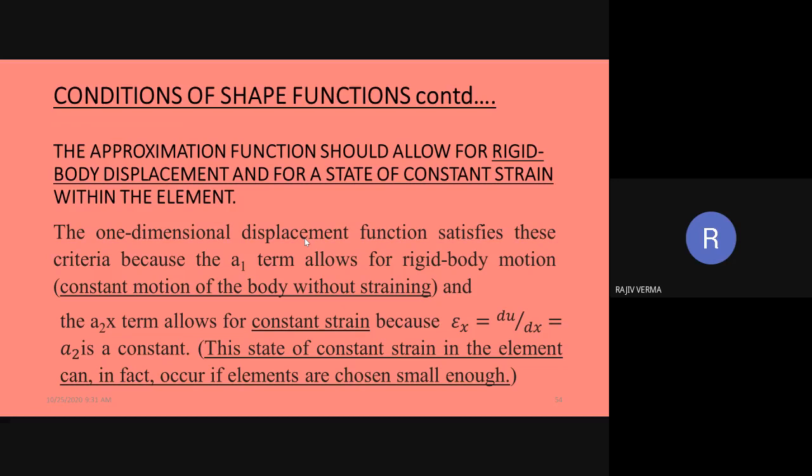The term A2x allows for constant strain because when you differentiate this term, you get A2, which basically is a constant. This state of constant strain in the element can occur if the elements are chosen small enough.